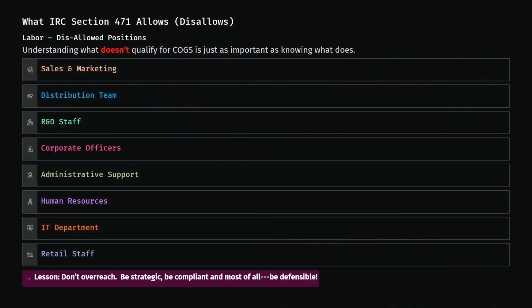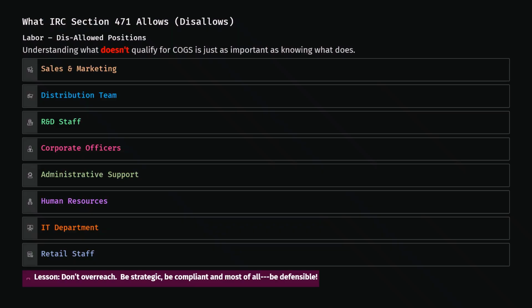We've talked a lot about the people whose wages and benefits can be included in inventory under 471 and eventually deducted as COGS, but now let's shift gears and talk about the other side of the fence, those folks you cannot deduct no matter how critical they are to running your business. These are the roles that are not directly or indirectly involved in production. Even if you pay them well, even if they work long hours, the IRS says, sorry, not deductible under 280E.